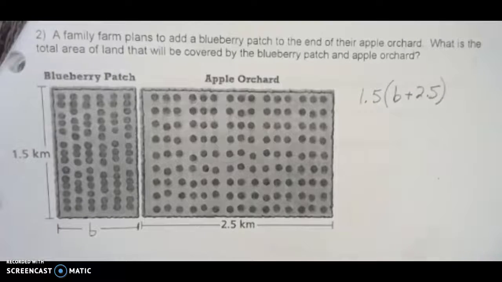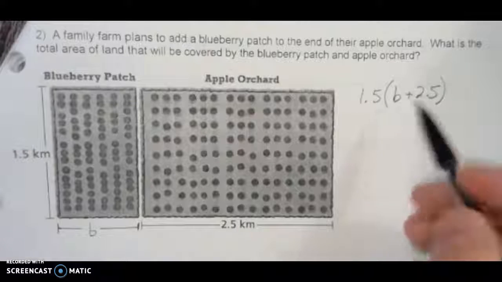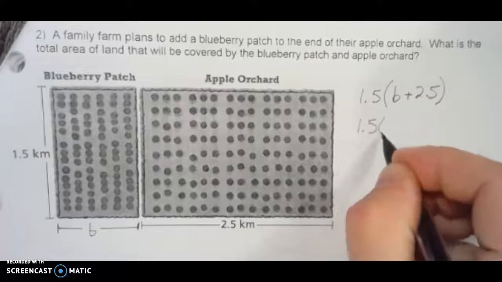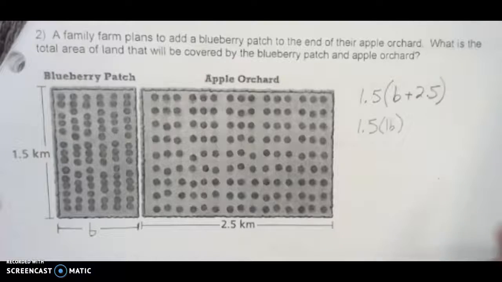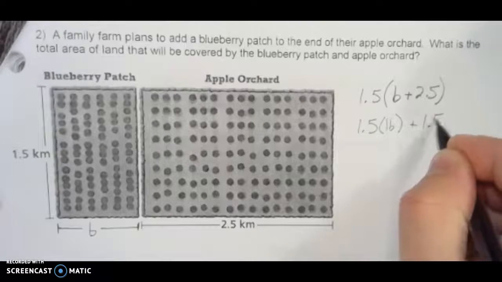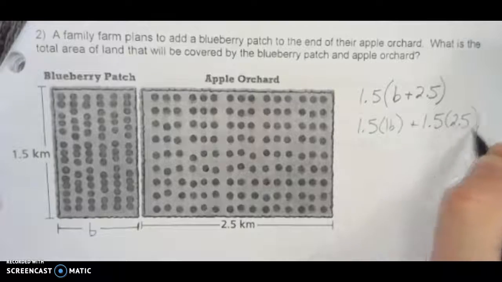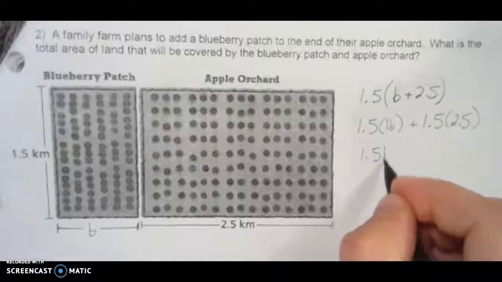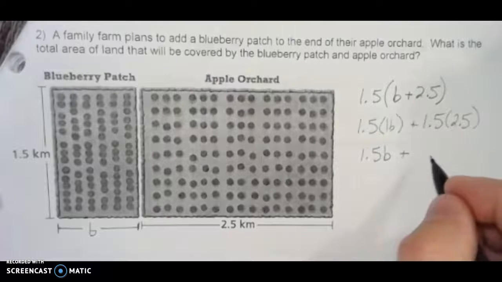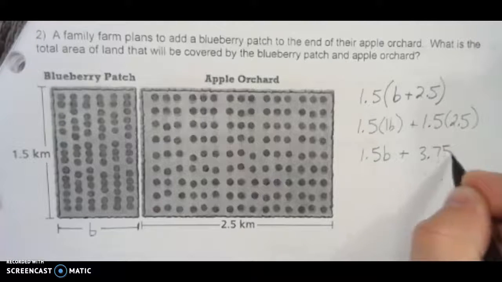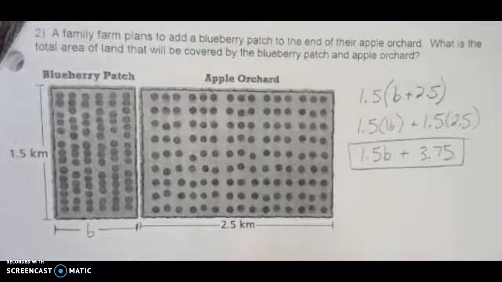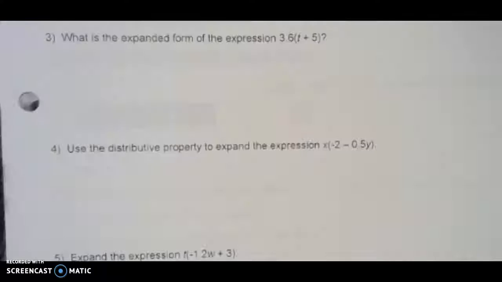And we could use the distributive property to write this in a different way. If we did 1.5 times B, B has a coefficient of 1, plus 1.5 times 2.5, this is going to give us a new expression of 1.5B plus 3 7/75. So this could be used to represent the area of the apple orchard and the blueberry patch.